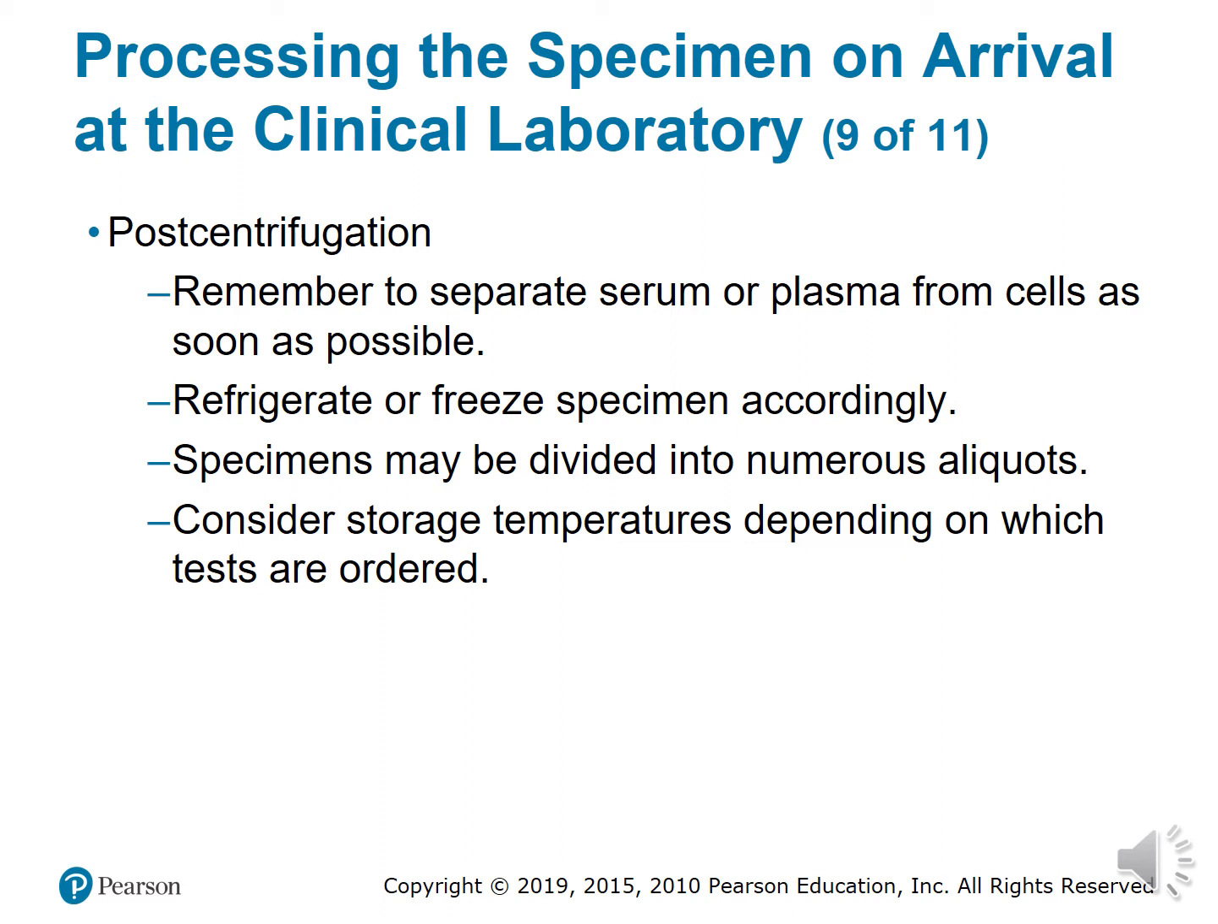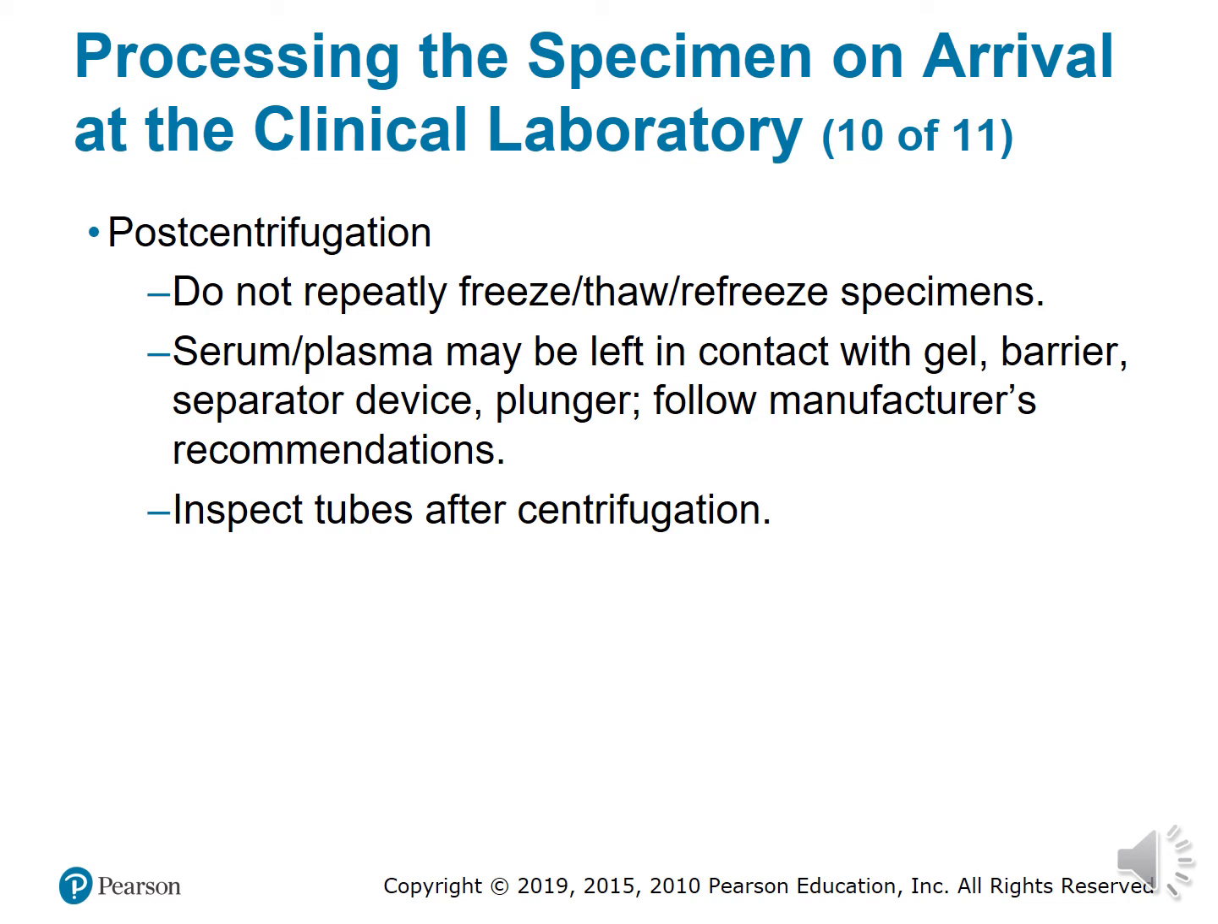Post-centrifugation, remember to separate serum or plasma from cells as soon as possible. Refrigerate or freeze specimens accordingly. Specimens may be divided into numerous aliquots. Consider storage temperatures depending on which tests are ordered. Do not repeatedly freeze, thaw, and refreeze specimens. Serum or plasma may be left in contact with the gel barrier, separator device, or plunger. Follow manufacturer's recommendation. Inspect tubes before centrifugation.